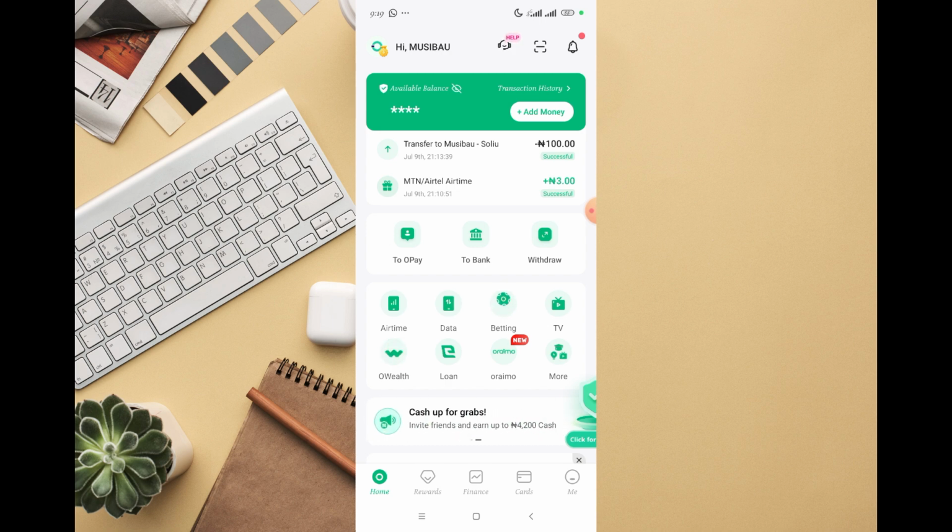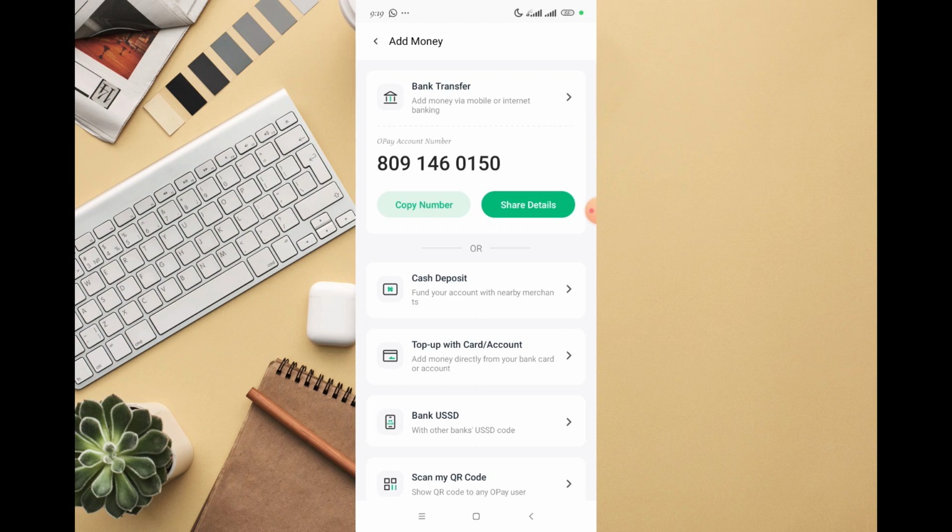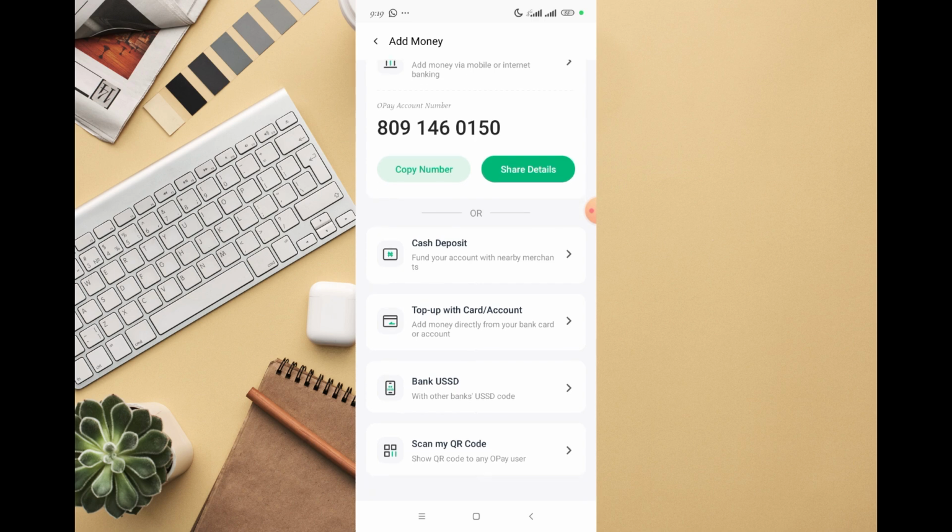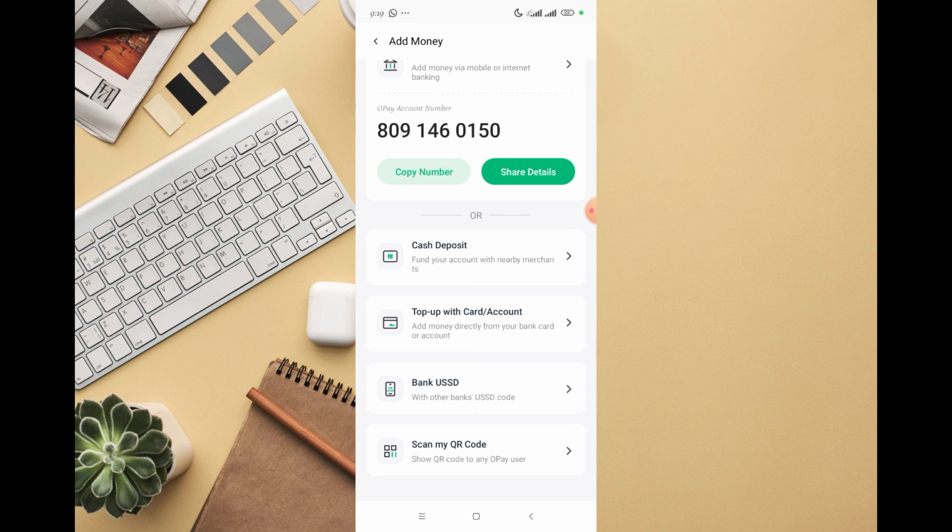And you can also do the add money option, where you add money all by yourself through different means, by bank transfer, cash deposit, top up through card or account, or USSD code, or you can also scan a QR code to receive payment on your Opay account. Either way, it all works the same way, and you're gonna receive the money inside your Opay account.